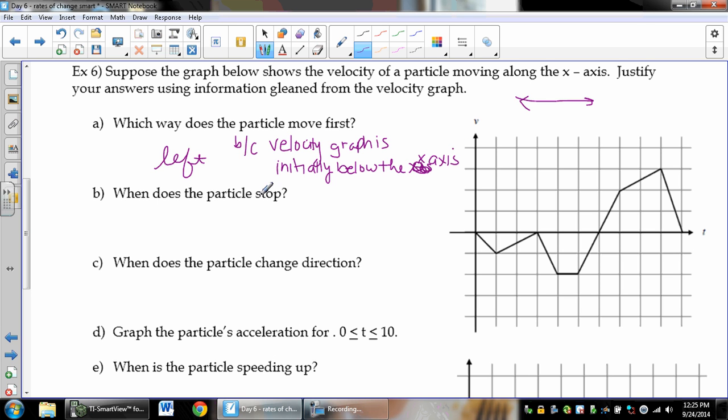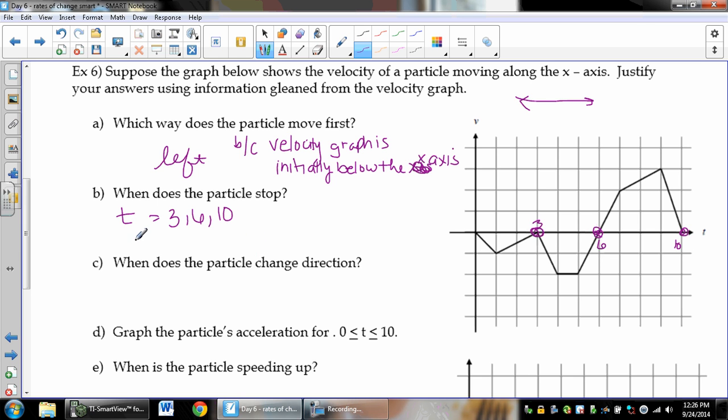When does the particle stop? Well, the particle is stopped at any time where velocity would be zero, because it's not moving if it has zero velocity. And velocity equals zero whenever the velocity graph is touching the x-axis. So that's going to be here, and here, and here. Technically, this is a zero, but since that's right at the beginning, we haven't really stopped because we haven't started yet. So at t equals 3, 6, and 10 is when the particle stops.